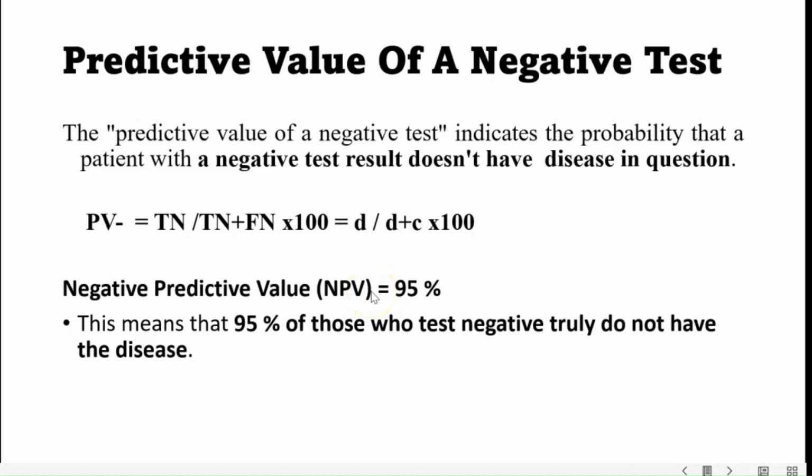Coming to the predictive value of a negative test, it indicates the probability that a patient with a negative test result doesn't have the disease in question. For example, if the negative predictive value of any test is 95%, it means that 95% of those who test negative truly do not have the disease.